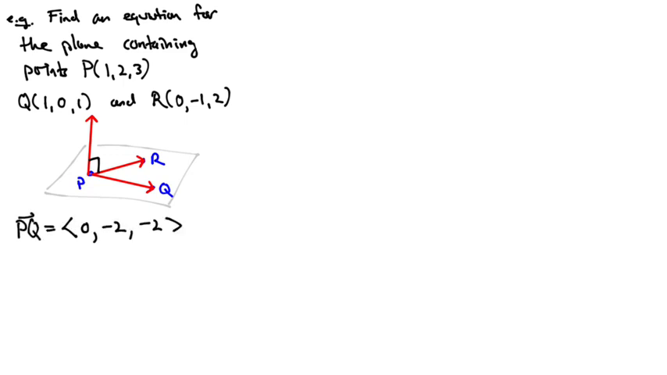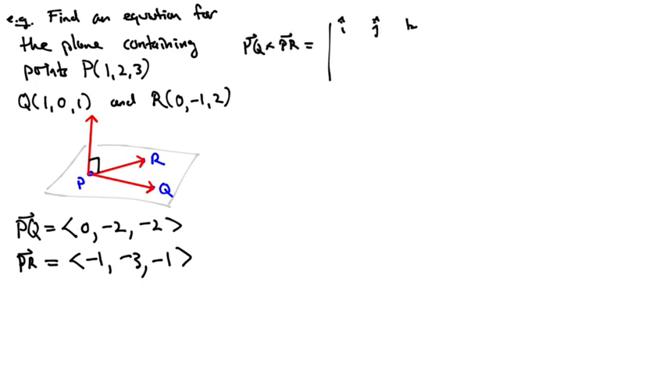PQ, I'm going to get by just subtracting the displacement from P to Q. So 1 minus 1 gets me 0, 0 minus 2 gets me minus 2, 1 minus 3 gets me minus 2. So there's PQ. And then I'll do PR, and you can calculate that and check my calculation there, but it turns out to be that vector. We're now going to do PQ cross PR. And to do that, I'll do a determinant expansion. So I'll put i, j, k up top.